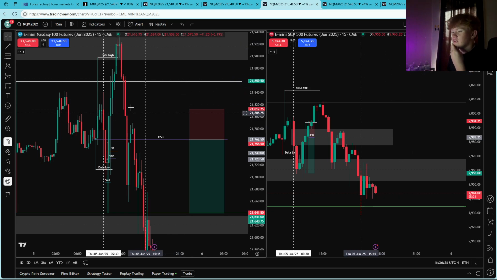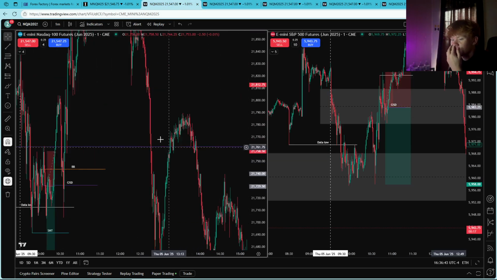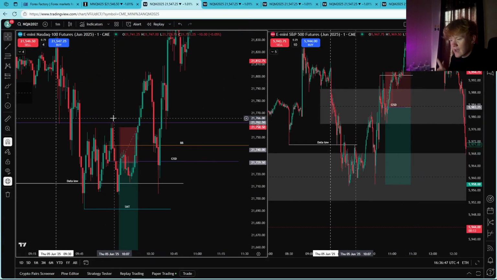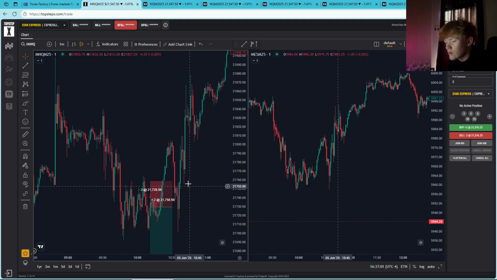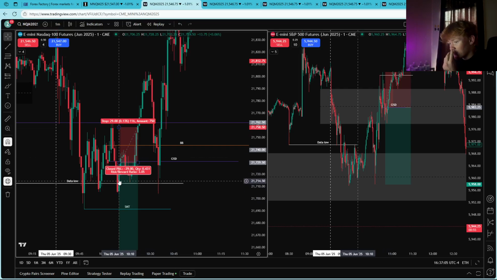So it came up, tapped the 4 or 15-minute CISD, then it came back up to tap the CISD, like an order block pretty much, right here. And then after it tapped the CISD, we had another 1-minute CISD down, so I entered right here, obviously, right when it came back up to tap this CISD. I entered at 21729.5.